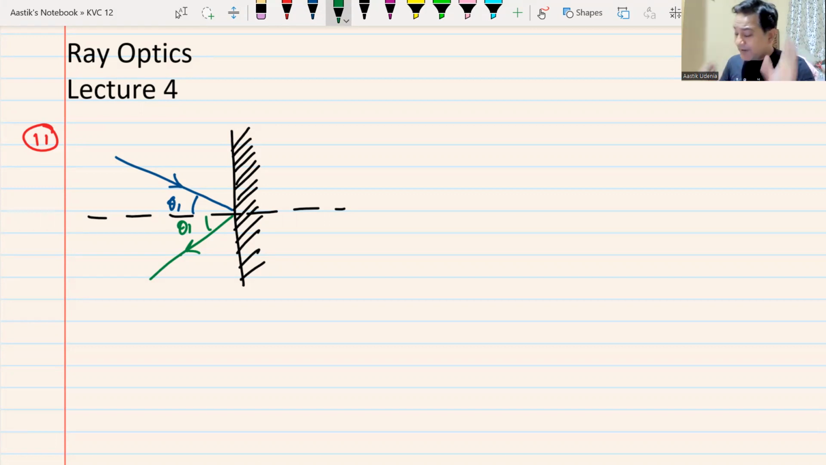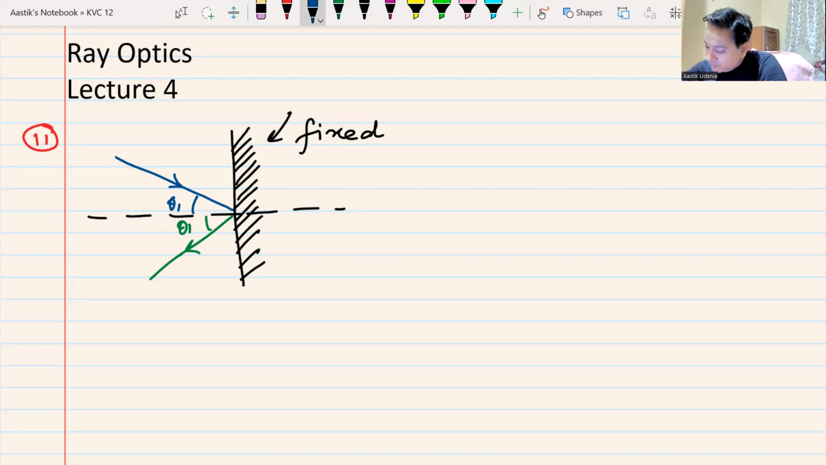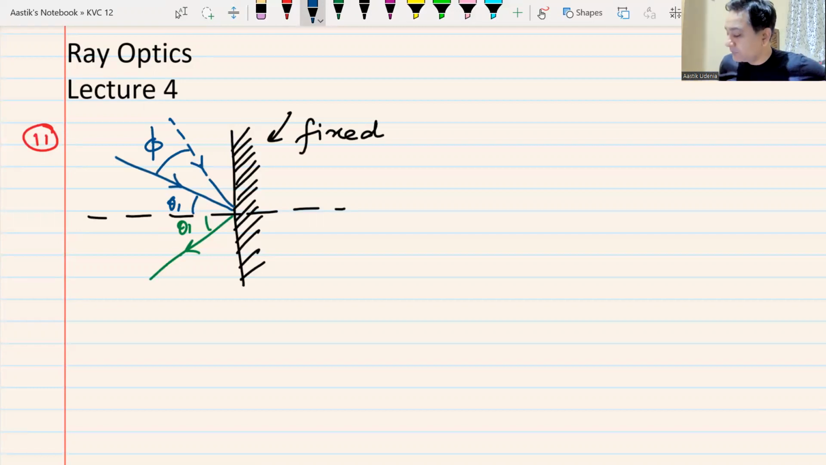Now what happens if I keep the mirror fixed, but I rotate or turn the incident ray by some angle, let us say phi. I can turn it this way, I can turn it the other way. So I'm just making the turned ray as dashed. I've turned it by an angle, let us say phi. What happens to the reflected ray? Remember, this mirror is fixed. What happens to the reflected ray?